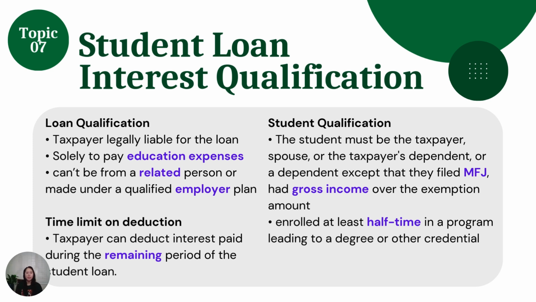And the student must be the taxpayer, spouse, or the taxpayer's dependent, basically the one that the loan is issued to, except if they are married filing jointly and had a gross income over the exception amount. And they must have enrolled at least half-time in a program leading to a degree or other credential, aka a post-secondary education.